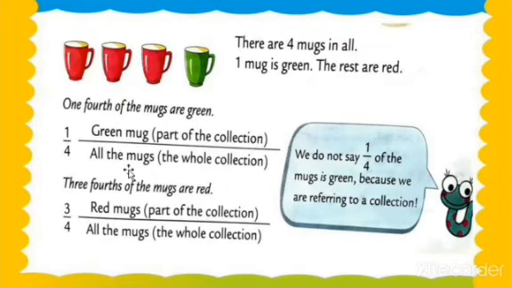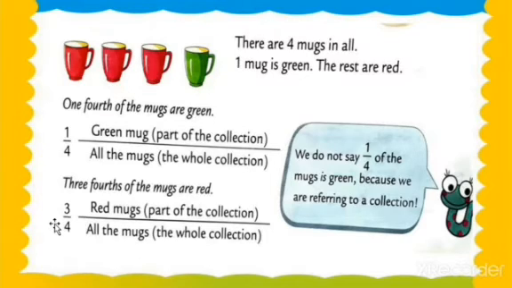4 means we have to check the whole collection. Then after that check the numerator, the part of the collection. See, this is the difference. The green mug is 1. So the answer is 1/4. Therefore 3/4 of the mugs are red. Okay, how do we write the fraction of a collection? 1/4 of the mugs are green and 3/4 of the mugs are red. See this.